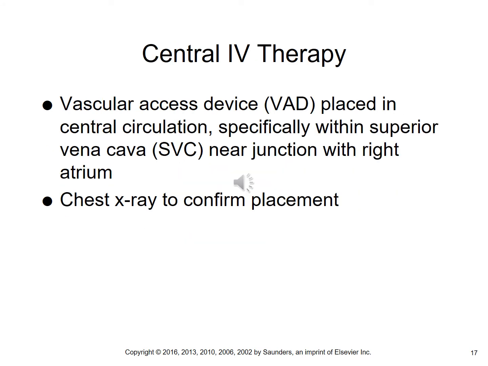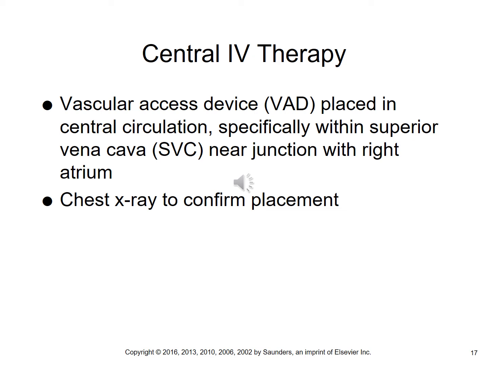Alright, so central IV therapy. This is vascular access placed in the central circulation, specifically in the superior vena cava near the junction of the right atrium. So this actually sits right there at the tip of the right atrium. This is a more invasive IV therapy or catheter that is utilized. Chest x-ray must confirm it.